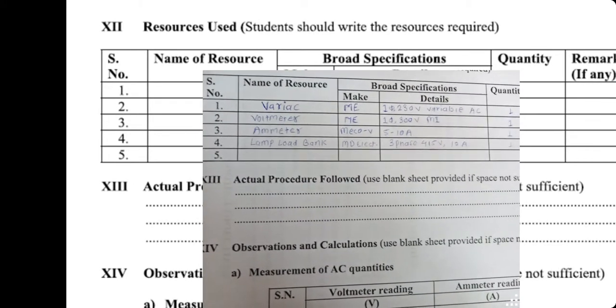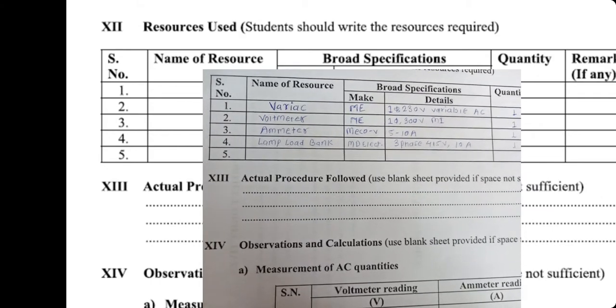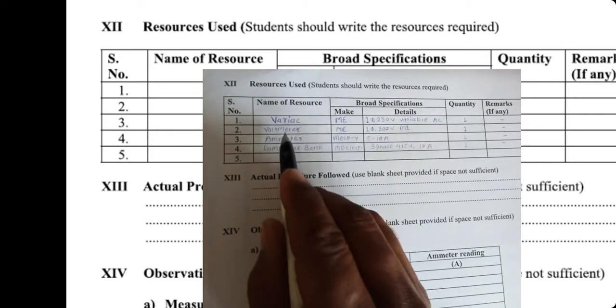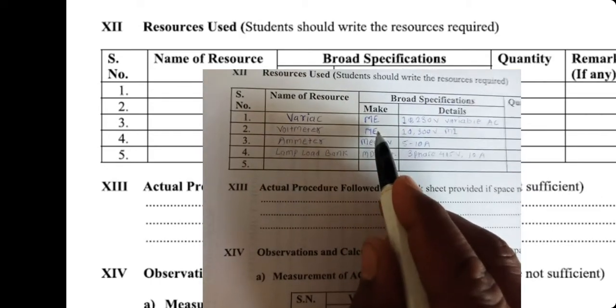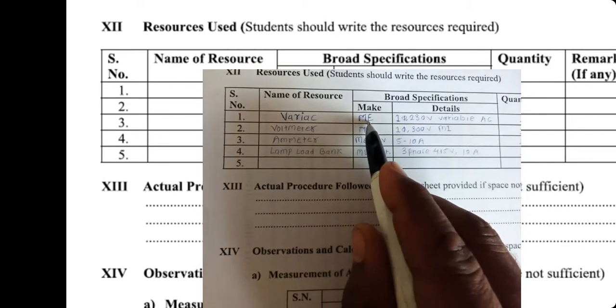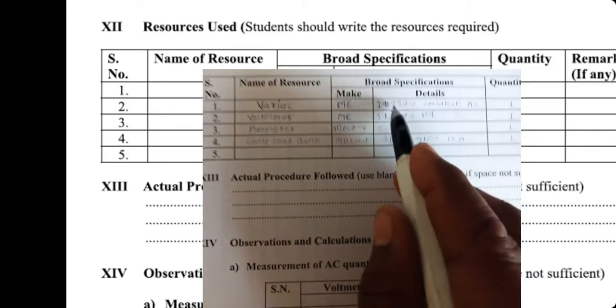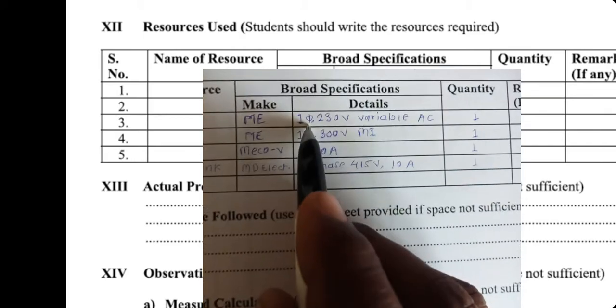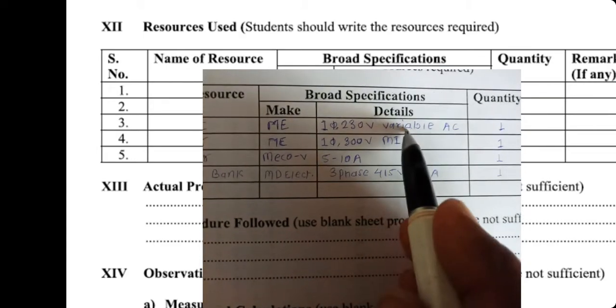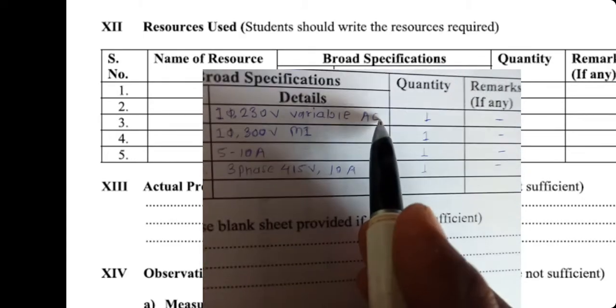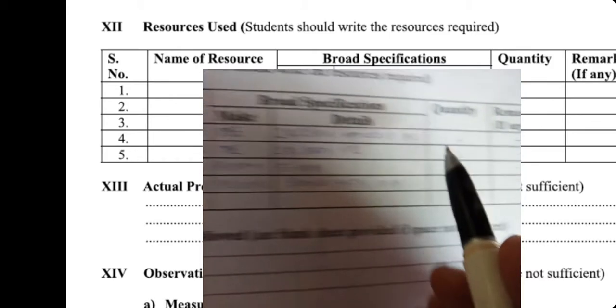Here we can say I used one Varroc, which is made by Mahesh Electricals, ME. Details of this Varroc: single phase 230 volt variable AC supply. And the quantity is 1.